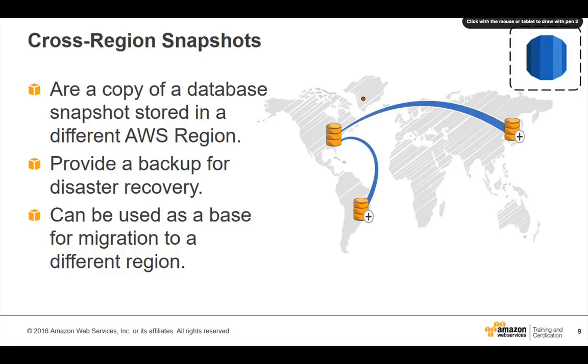There is also an option to do cross-region snapshots, which is great if you're concerned about disaster recovery. You might want to have a backup of your database the other side of the world. And it can be used as a starting point to migrate your data from one region to another. So we have an ability to do that with what we call cross-region snapshots.